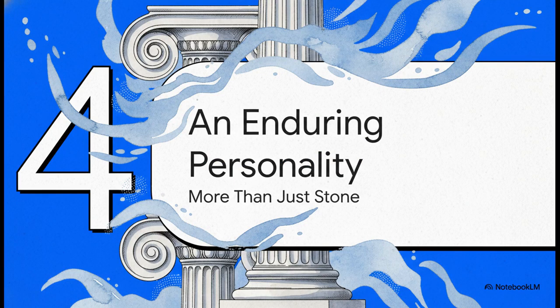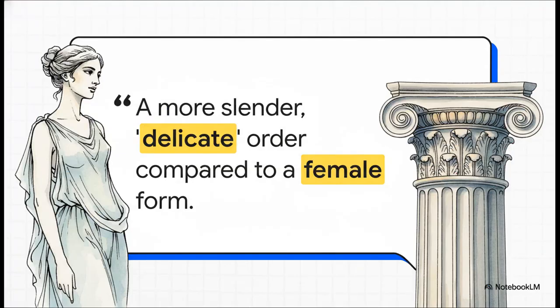So, you've got the base, the slender shaft, and those incredible volutes. But when you put them all together, they create something more than just a stone pillar. They give the Ionic order a real personality, a character that people have connected with for centuries. And hey, that's not just me talking. The ancient Roman historian Vitruvius actually personified the different orders. He looked at the Ionic with all its slender and delicate features, and he compared it directly to a female form. And that idea? It has stuck around ever since.